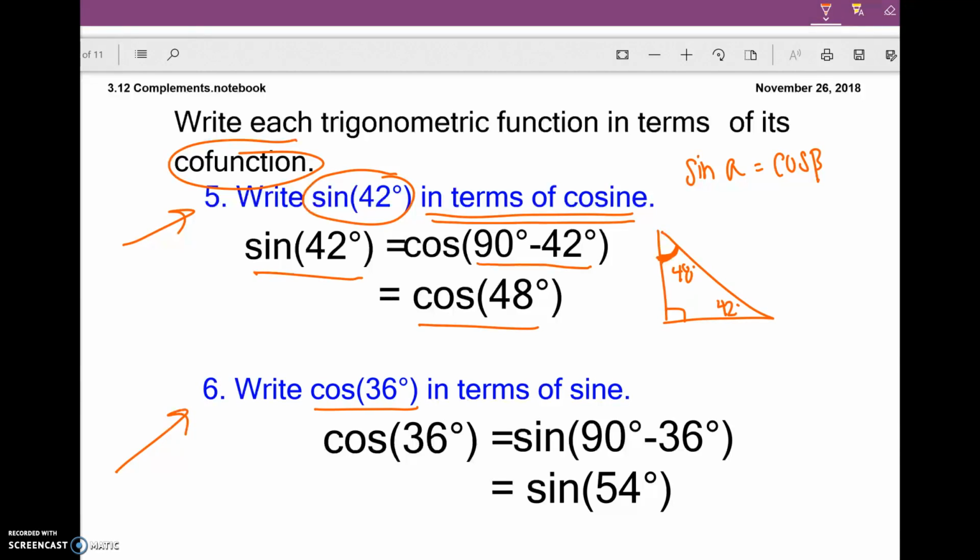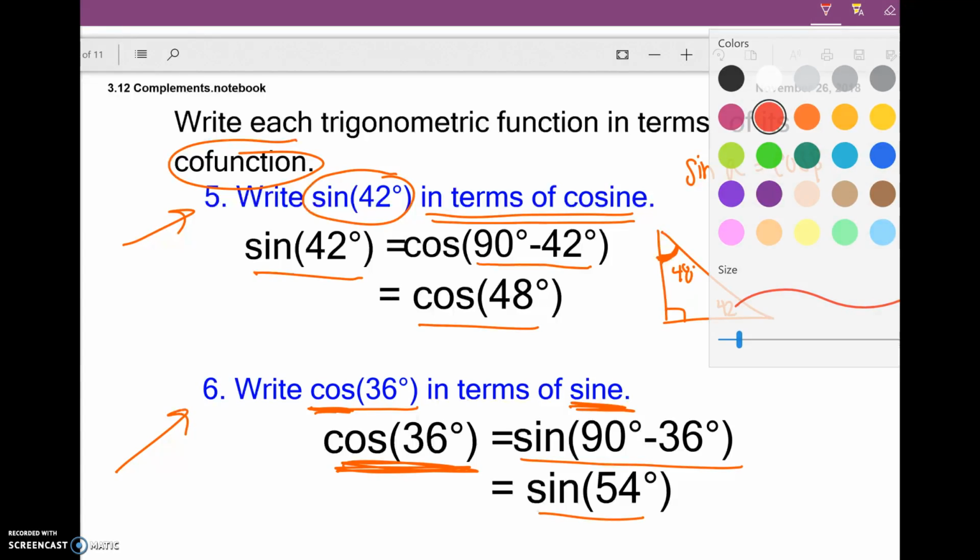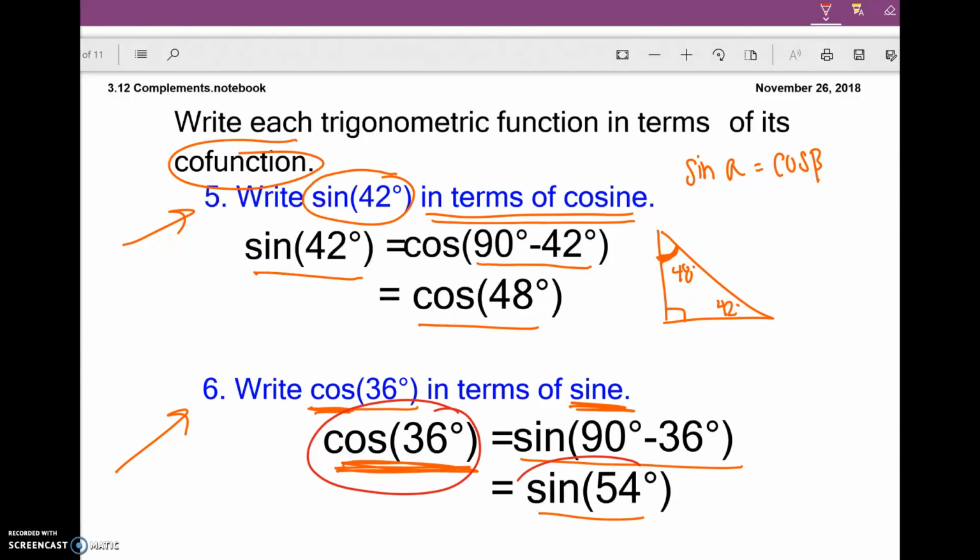Write cosine 36 in terms of sine. So if you had cosine 36 and you wanted to rearrange this, representing it in terms of its cofunction, the cofunction for cosine is sine. So we would do sine of 90 minus 36, because again, we know it's going to be 90 degrees between the two angles that are left, and 90 minus 36 is sine 54. And again, from our work we did earlier, we know that cosine 36 and sine 54 are going to give us the exact same number. Those two trig functions are equal in this case.